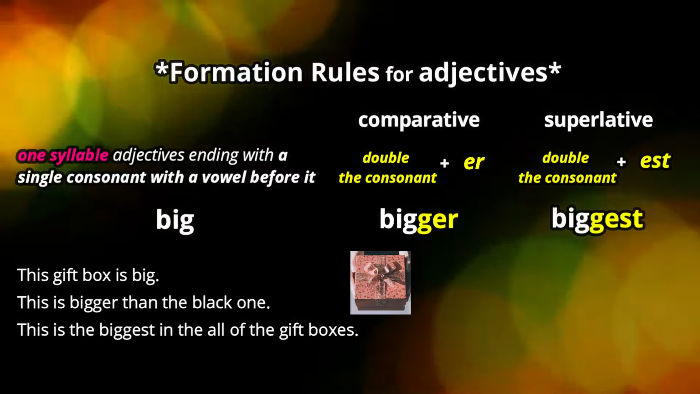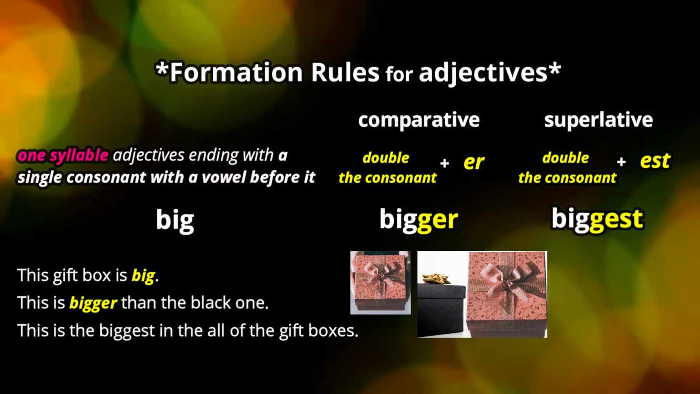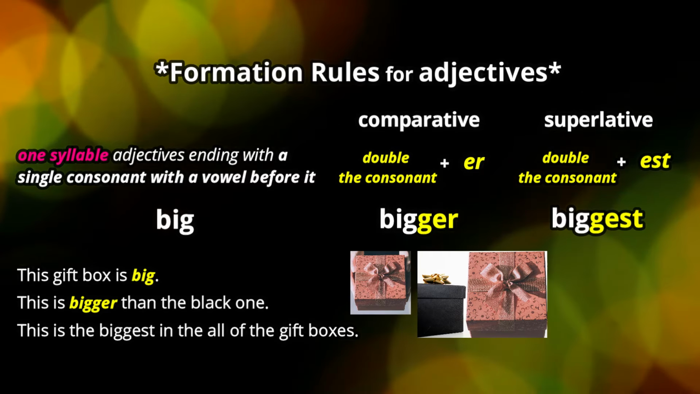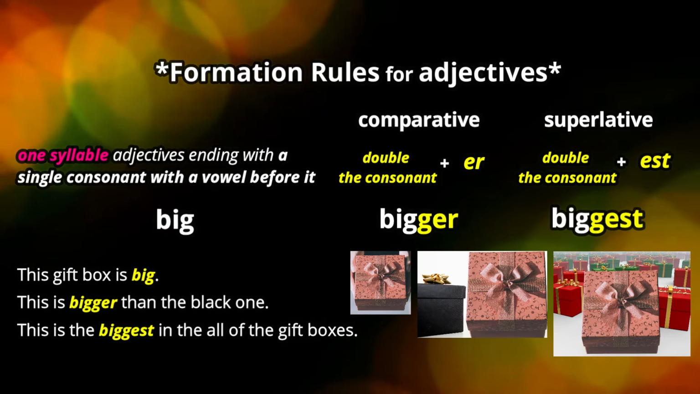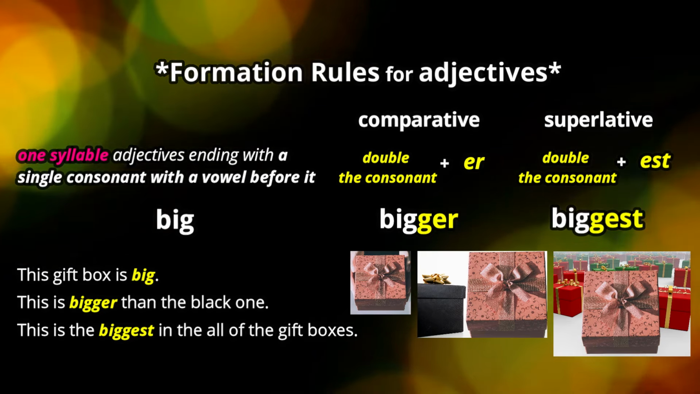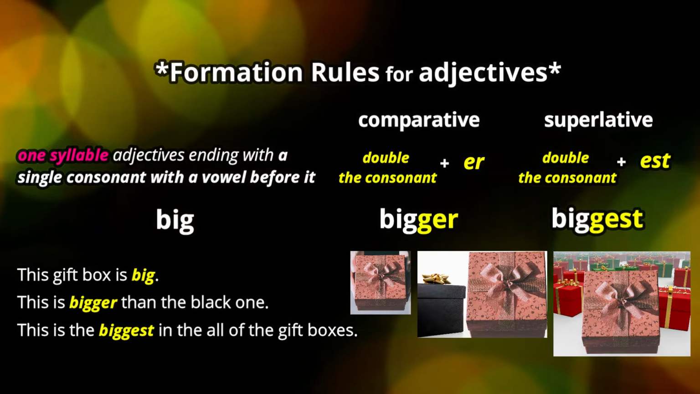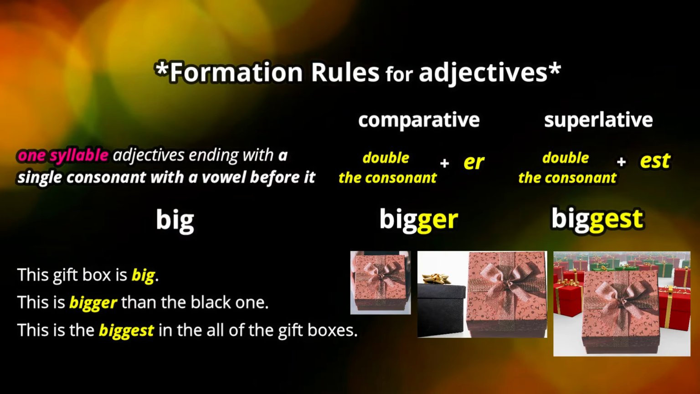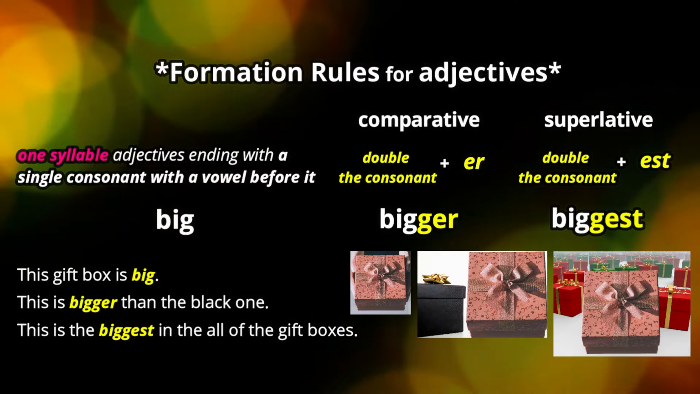This gift box is big. This is bigger than the black one. We're comparing the two boxes, right? And then we have this, the biggest of all the gift boxes. So we're making our superlative, but it's comparing the box to all of the gift boxes. So it's the group of gift boxes.